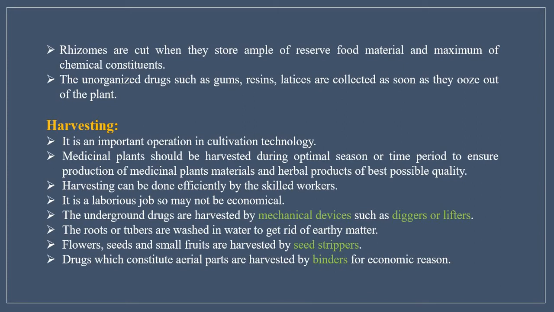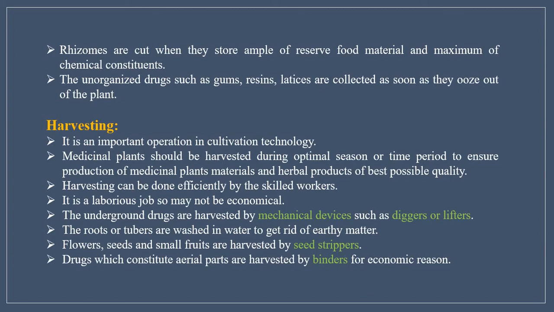Next important method for preparing a drug for commercial use is harvesting. Harvesting is an important operation in cultivation technology. Medicinal plants should be harvested during the optimal season or time period to ensure production of medicinal plant materials and herbal products of the best possible quality. That is, to have the best quality of the plant, they should be collected at an optimal time period.